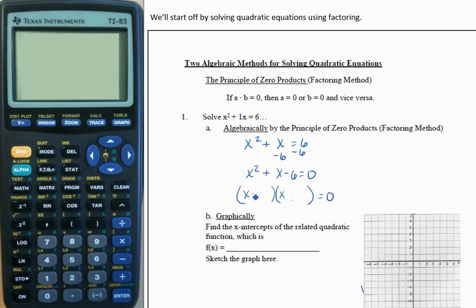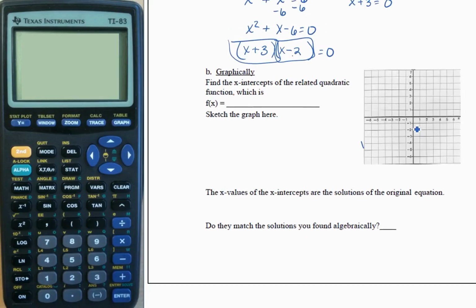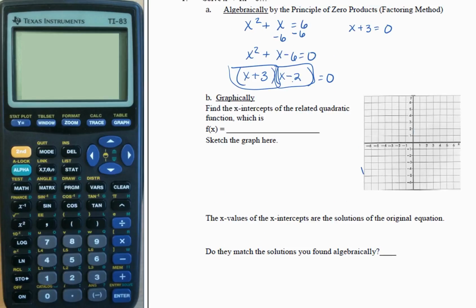Since it's a negative, one's going to be positive and one's going to be negative. So for example, if we do +3 and -2, those are the two numbers that multiply to get -6 and add to get 1. Now we take each of these linear factors and set them each equal to 0. So x plus 3 equals 0, and x minus 2 equals 0.